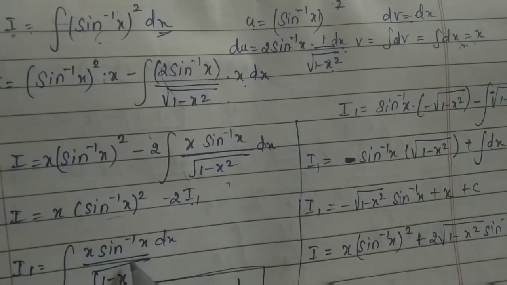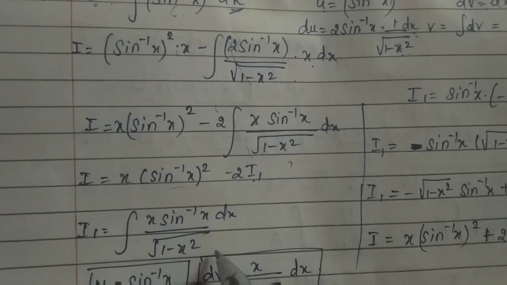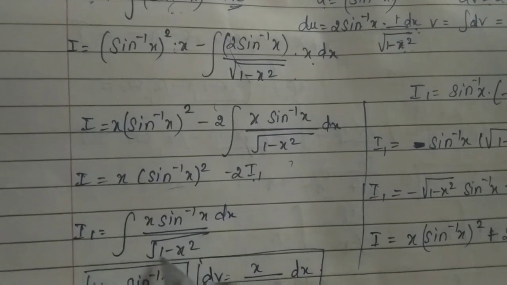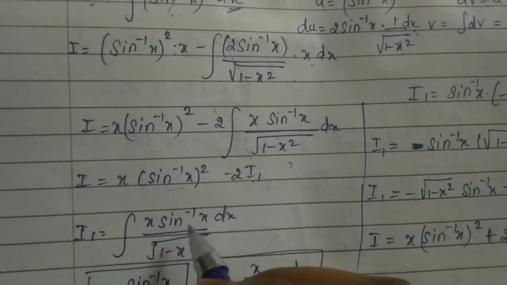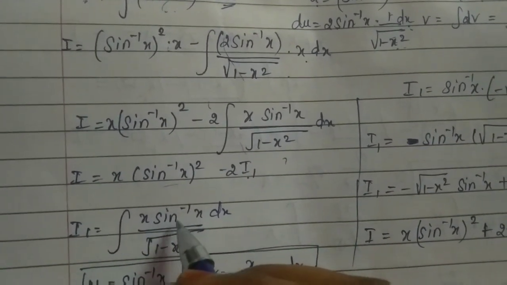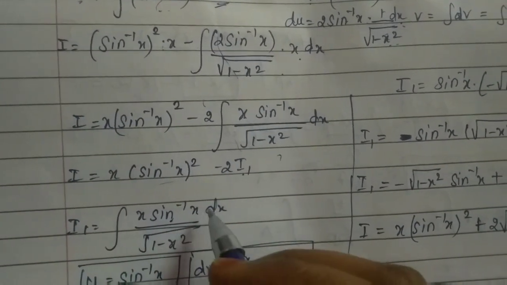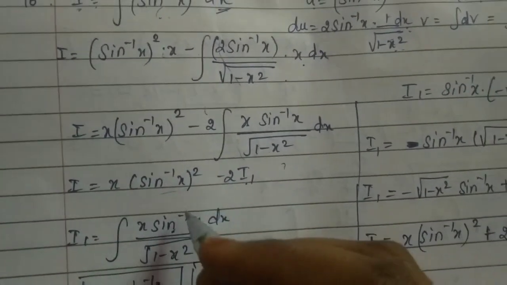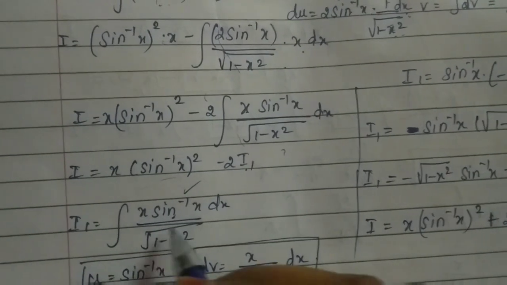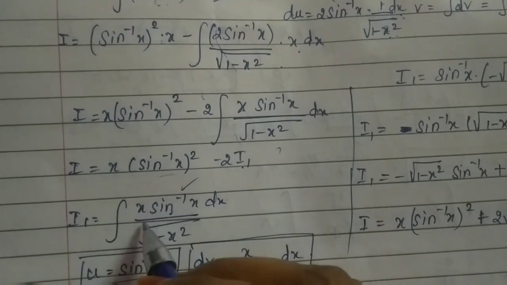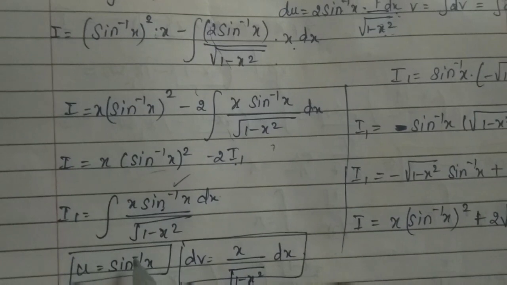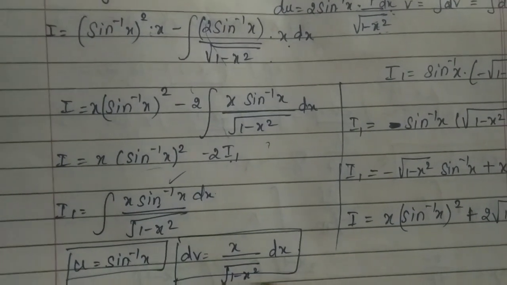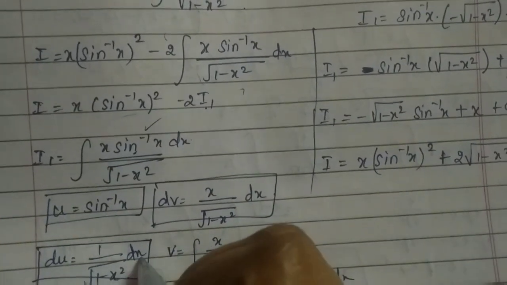Now we need to integrate this integral. For this, here also it is in terms of a product, so you will be applying the ILATE rule. I is sine inverse. The remaining term is nothing but dv. So here, u equal to sine inverse of x, dv is nothing but x into dx divided by root of 1 minus x squared. When you differentiate this, you will be getting 1 by root of 1 minus x squared into dx.